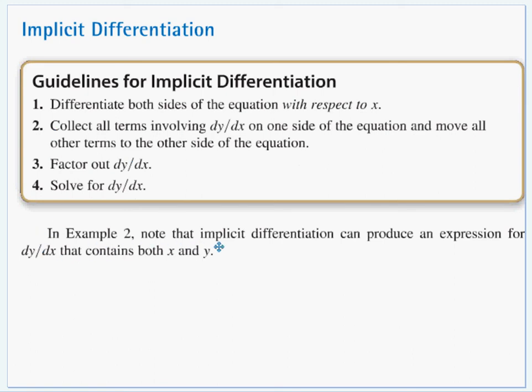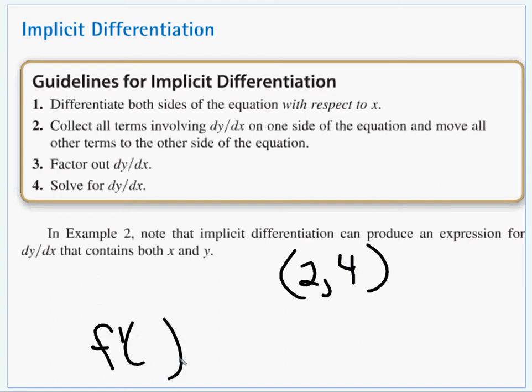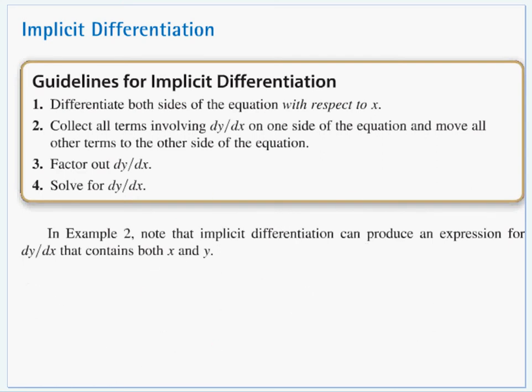In example 2, note that implicit differentiation can produce an expression for dy/dx. We're going to find a derivative, and our derivative contains both x's and y's. So if it comes to a point where we're going to plug in a point to find a slope, usually we've got a point like, let's just say (2, 4). Usually we find the derivative f prime and put the x value in. When we find a derivative implicitly, there might be spots to put the x's in, and there might be other spots to put the y's in. And we'll see that pop up in a future example.